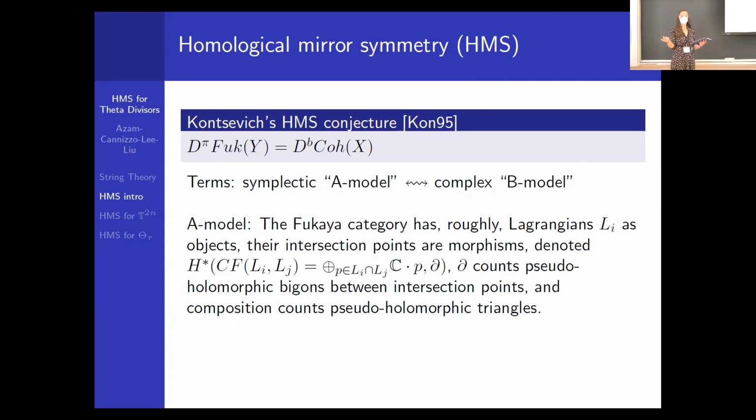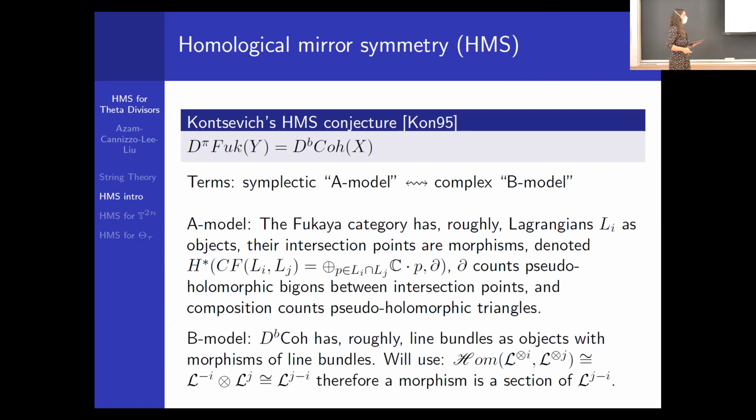What can you do with two intersection points? Well, you can count bigons between them. So the number of bigons, that's going to be the coefficient. So composition counts triangles. You can compose 3 morphisms, and you count quadrilaterals. You actually get infinitely many operations this way.